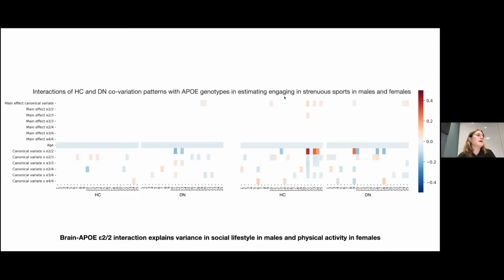And the fact that it interacts specifically with E2 is consistent with the literature that has shown that even though E2 is protective against cognitive decline, it is also associated with precipitated risk of cardiovascular pathology.